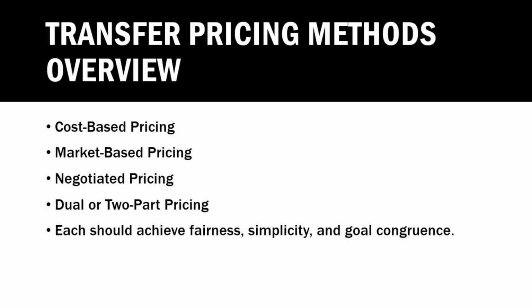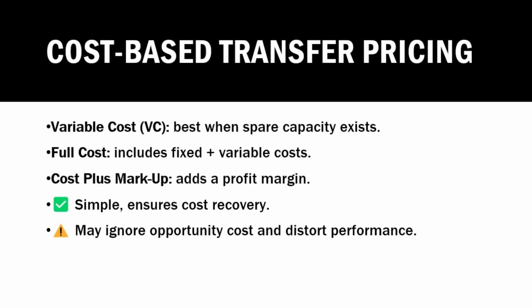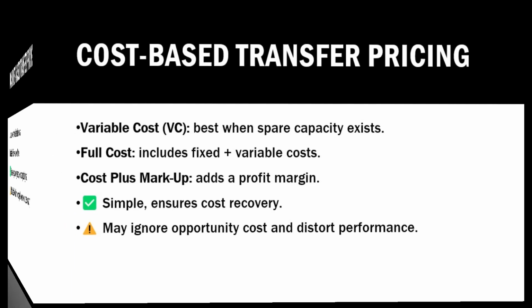There are four main methods of setting transfer prices: cost-based, market-based, negotiated, and dual pricing. Each has pros and cons depending on capacity, competition, and managerial freedom. Cost-based pricing uses internal production cost as the base. If there's spare capacity, the price should equal variable cost. If the division is fully utilized, include fixed cost or markup. It's simple and ensures cost recovery but ignores opportunity cost, which may reduce goal congruence.